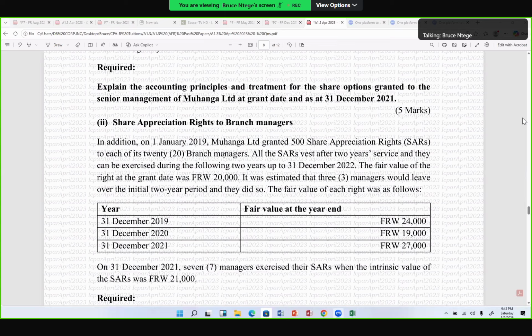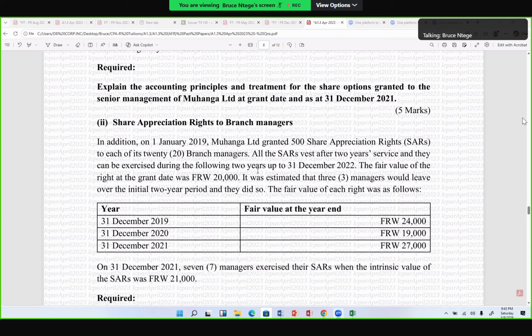There are 20 employees in this arrangement. Each of them has been given 500 share appreciation rights. All the share appreciation rights will vest after 2 years of service, so the vesting period is a 2-year period. And they can be exercised during the following 2 years, up to December 2022. Meaning that if this is 2 years starting from 1st January 2019, year one will be up to December 2019, year two will be up to December 2020.